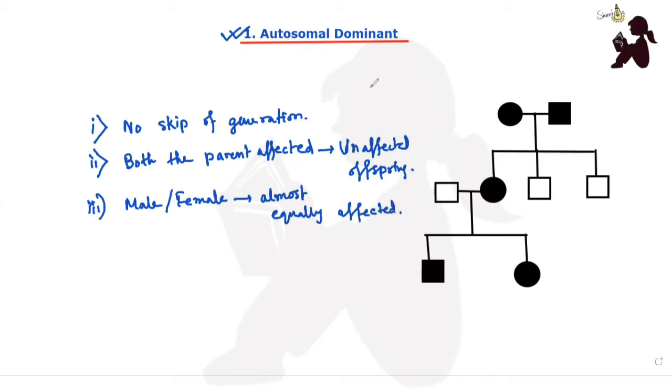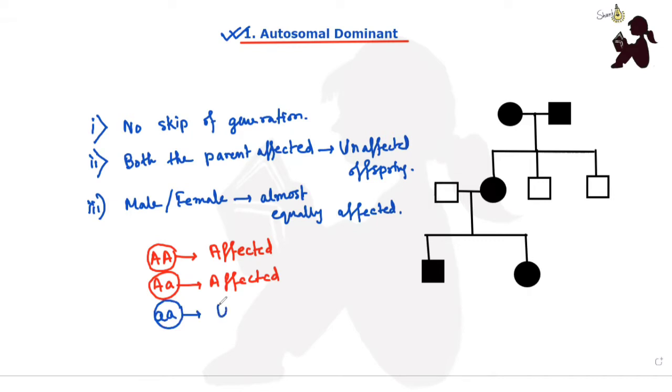So in this case, if we consider capital A as the dominant and small a as the recessive, capital A will denote the affected condition. Also capital A small a will denote the affected condition, and small a is responsible for the unaffected condition, because in the dominant case, one dominant capital A allele is responsible for the disease.